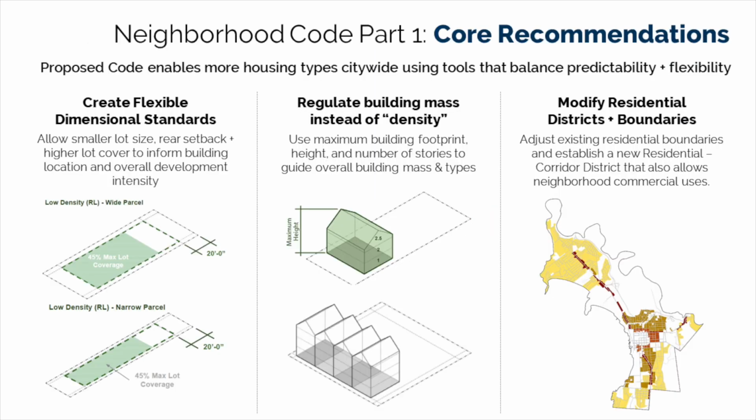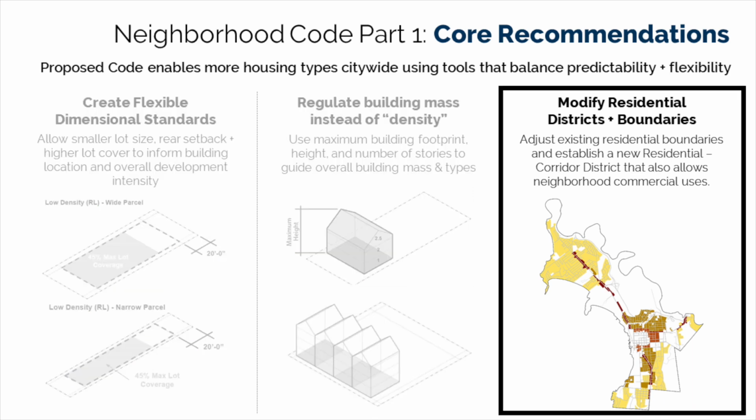Part 2 of this video series covered the first 2 sets of recommendations, creating flexible dimensional standards and how we can move away from regulating buildings through density limits. This video will cover modifications to existing residential boundaries and districts.